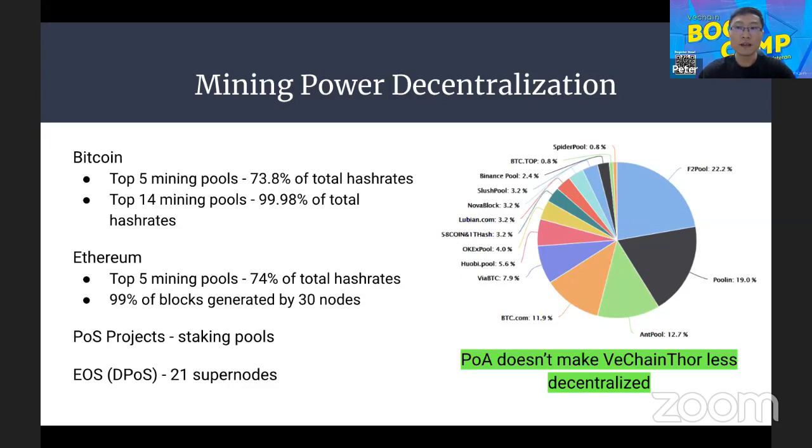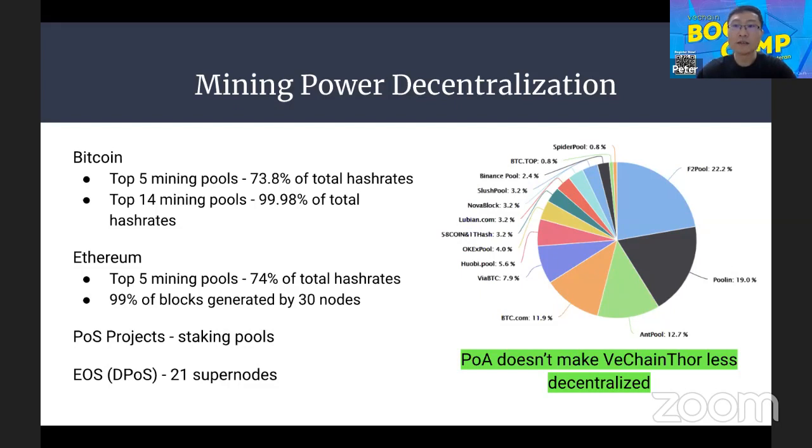And there is clear evidence showing that these super nodes are trying to consolidate their power through colluding and vote trading. So I will talk more about EOS in my future webinar about blockchain governance. So if you are interested, please stay tuned.